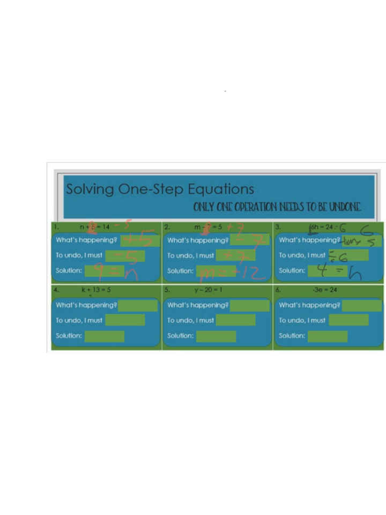All right, the next one, we're adding 13 to k, and to undo that, we have to subtract 13. All right, when we subtract 13 from 5, same sign, add and keep, different sign, subtract. Keep the sign of the larger number. So we're going to subtract and keep the sign of the larger number, and we'll get negative 8.